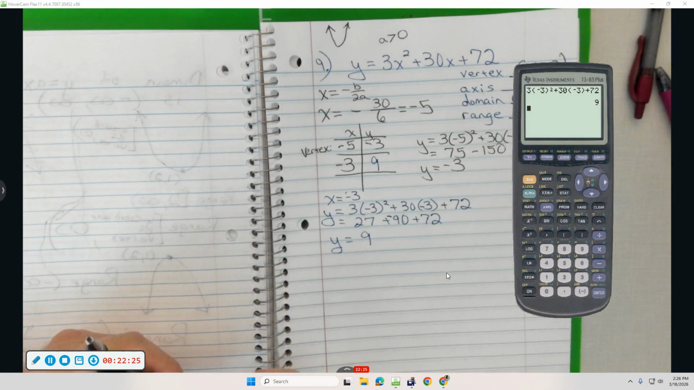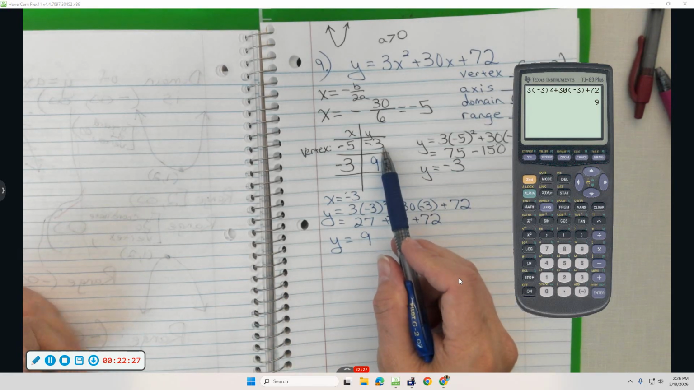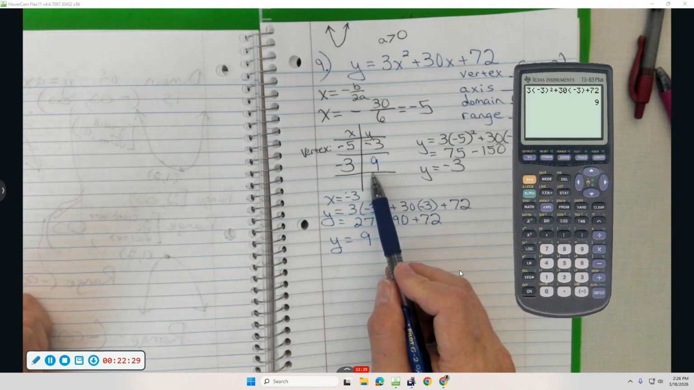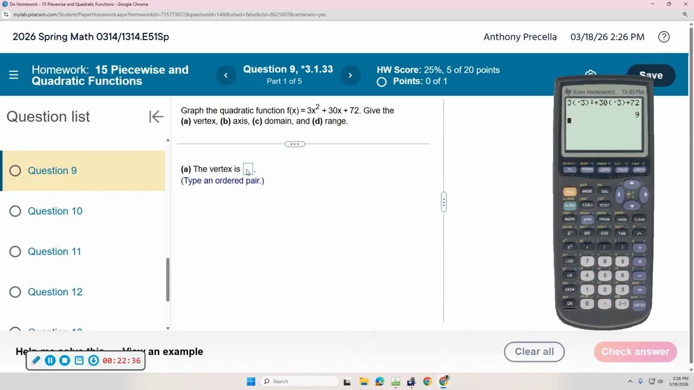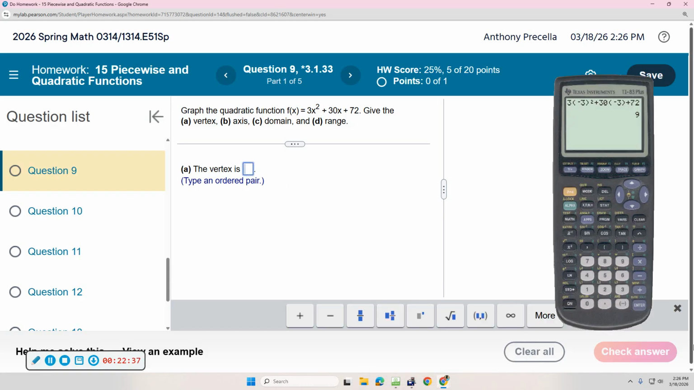So here are the 2 points. We'll use the vertex and 1 additional point. Let's go to the homework before we get timed out. You need to type in the vertex, and it's an ordered pair: parentheses, -5, comma, -3. -3 or positive 3? -3. Okay. Close the parentheses.